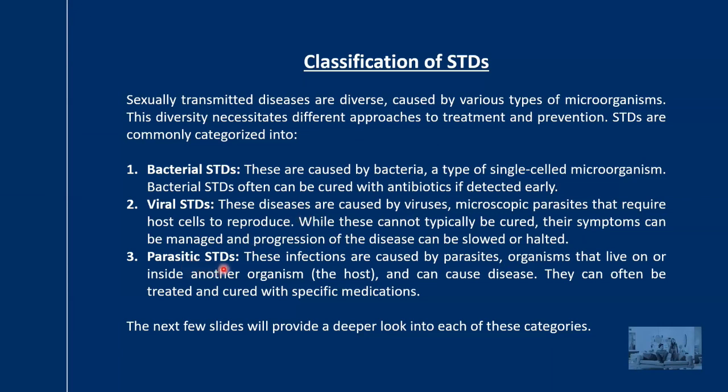Next one is parasitic STDs. These infections are caused by parasites, organisms that live on or inside another organism, the host. Bacteria are very small, single-celled organisms. Viruses are also very tiny. Parasitic STDs are kind of big, sort of gross. Their parasites can be seen with the naked eye.